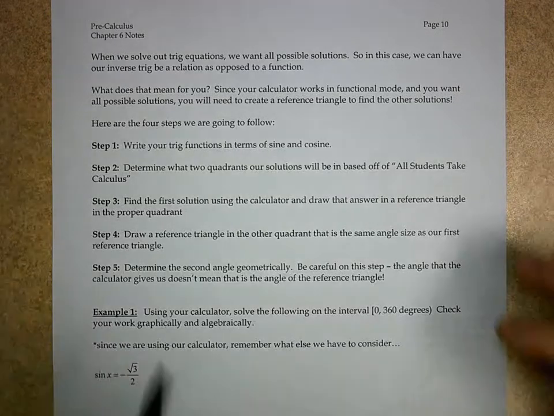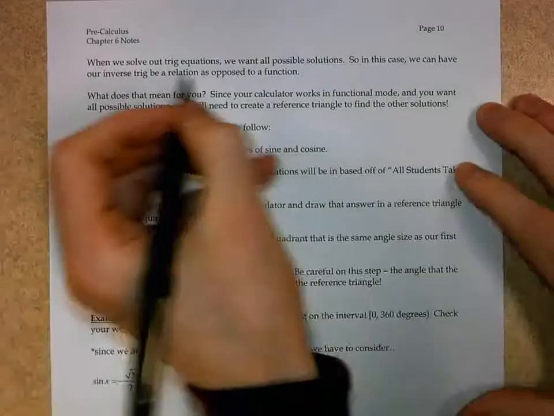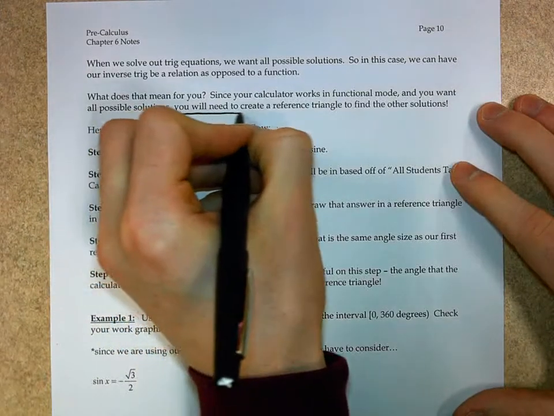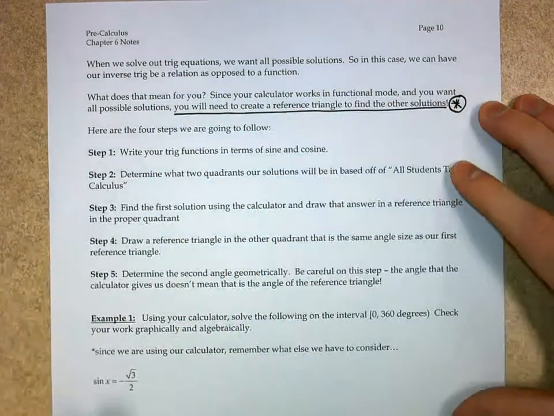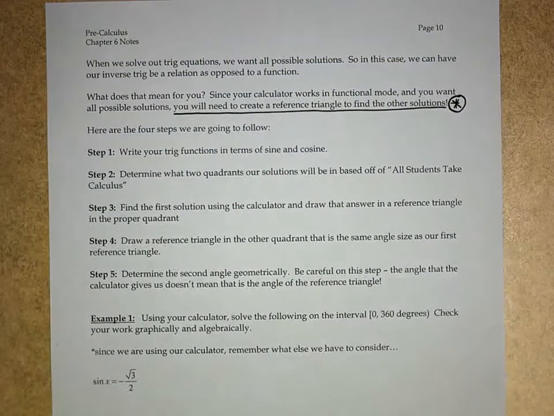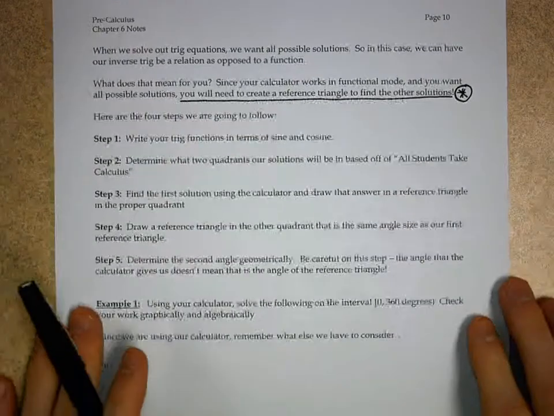So for this section, since our calculator works in functional mode, we are going to need to create a reference triangle to find the other solutions. If I just put the value that is from my calculator in, I'm only going to get half or sometimes a quarter of the answers.